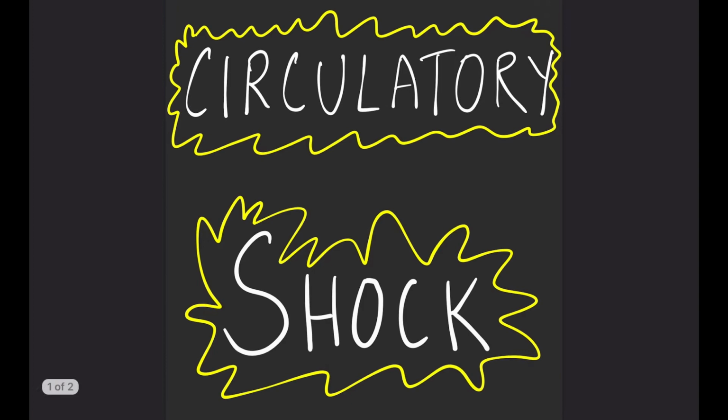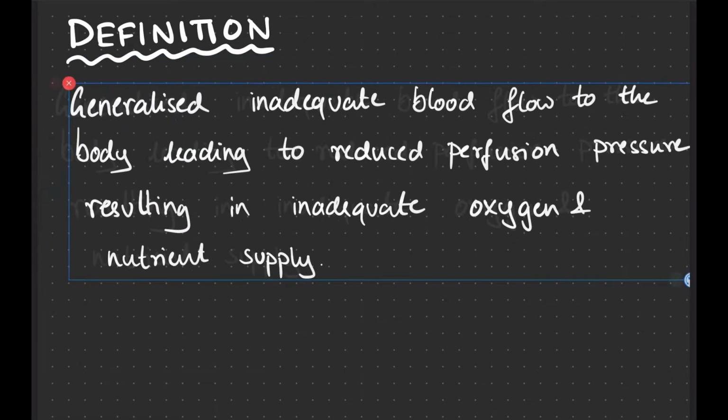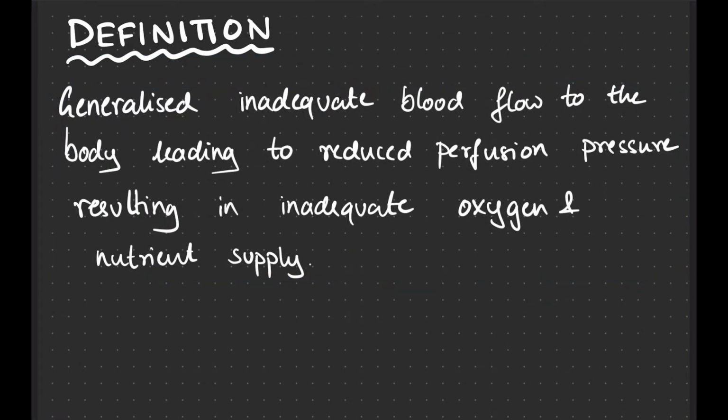No, it's not that shock, it's circulatory shock. Okay, let's start from the very beginning, the definition. So what is the definition? Circulatory shock is basically generalized inadequate blood flow to the tissues of the body, which leads to reduced perfusion pressure.